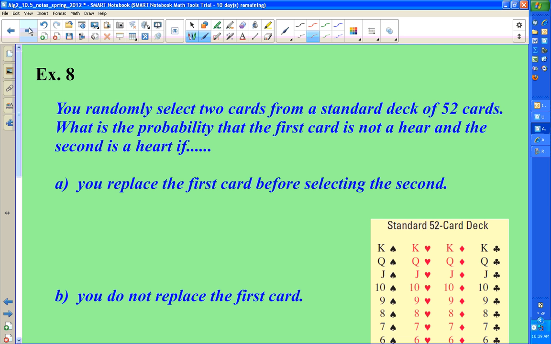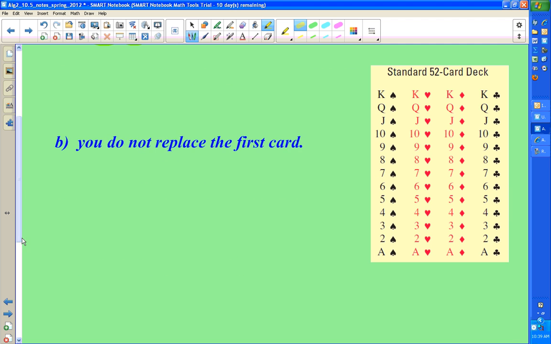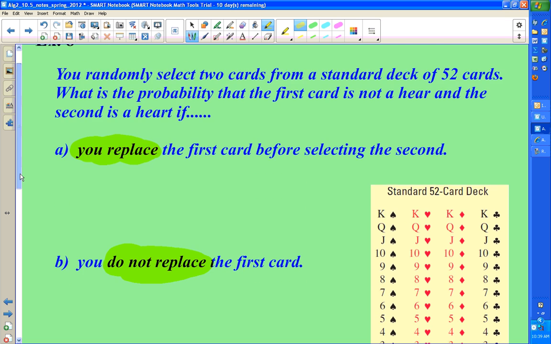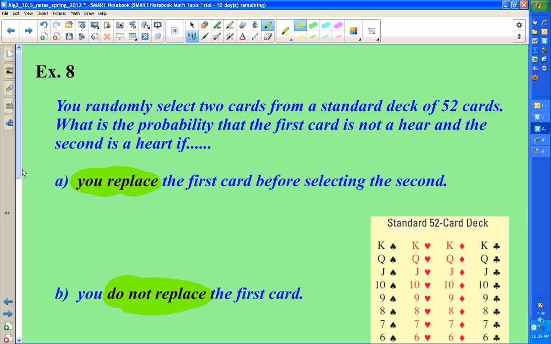So now we're back to 2 cards. Now notice the way the question's worded again. There's 2 things going on when we look at these. We're going to draw 2 cards. It says, what's the probability the first card is not a heart, and the second card is a heart, if you replace, and then over here it says you do not replace. So you need to pay very close attention to whether you have replacement or you don't have replacement. In this first one, we're putting it back.